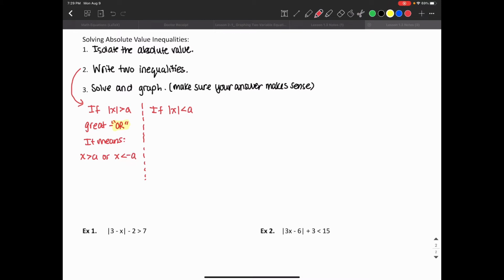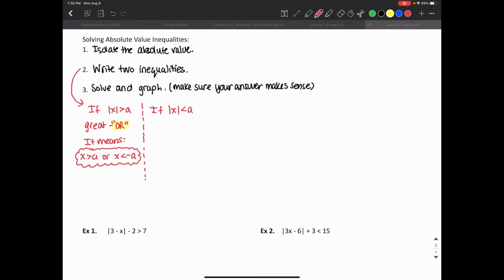I'm just going to write exactly what I see here without the absolute value bars. That's going to be my first inequality. And then for my second inequality, I'm going to flip the sign. So if it was greater than, I'm going to make it less than. And I'm going to flip the number on the right-hand side to its opposite. If it was positive, you make it negative. If it was originally negative, you make it positive. And these are the two inequalities that you're going to write.